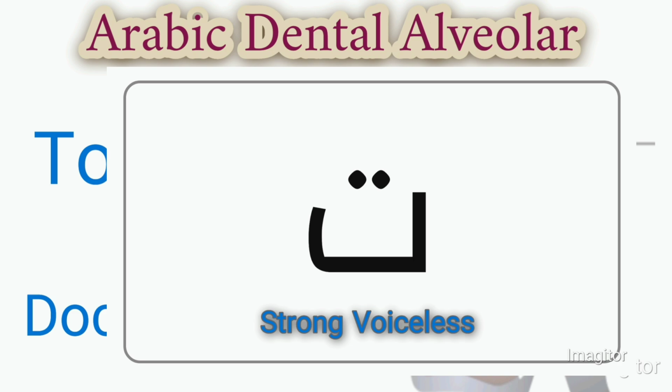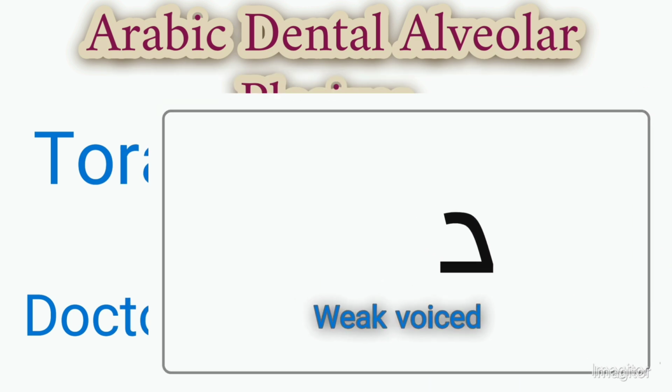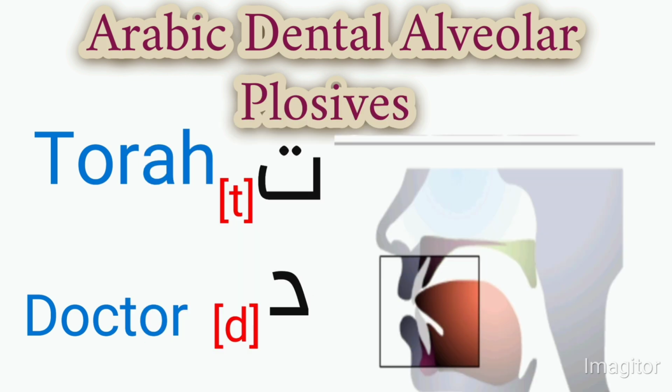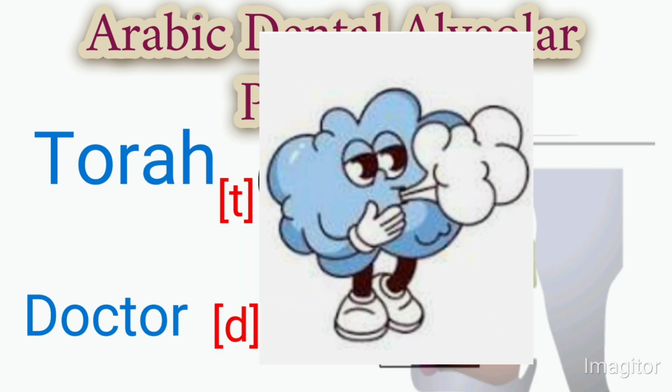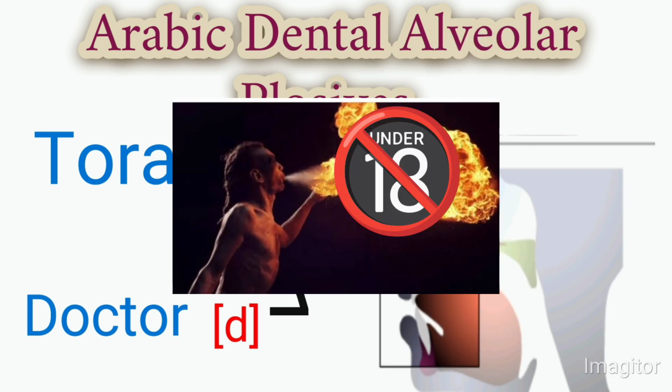Ta is a strong and voiceless sound. In a voiceless sound, the vocal cords do not vibrate, and the is a voiced and weak sound, whereas in a voiced sound, the vocal cords vibrate. A strong sound has a stronger burst of air, while a weak sound has a softer burst of air.